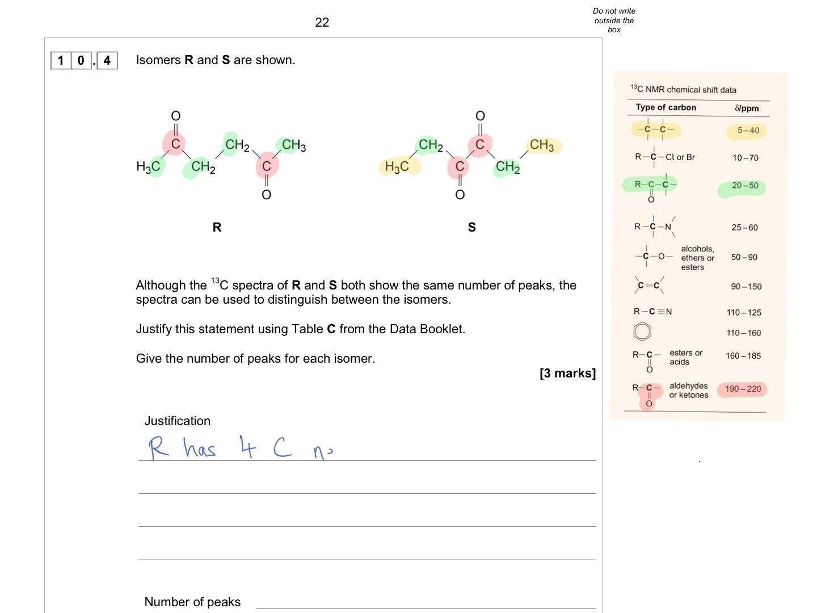In terms of how many peaks you'd have in total, both R and S are symmetrical. So because they're symmetrical, they would both have the same number of peaks, and although there's 6 carbons, the symmetry down the middle of the molecule means that you would only see 3 peaks for each of them.